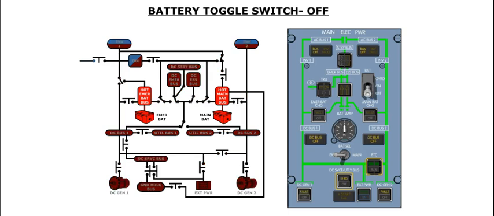If the battery toggle switch is in the off position, the DC essential bus, the DC standby bus, and inverter 1 are isolated from the hot main battery bus. In addition, the DC emergency bus is isolated from the hot emergency battery bus. In this condition, the only powered buses would be the hot emergency battery bus and the hot main battery bus.